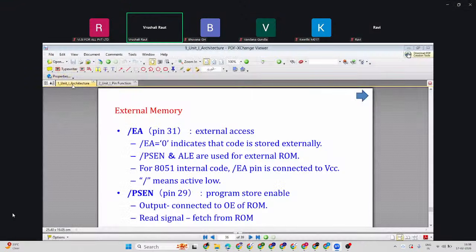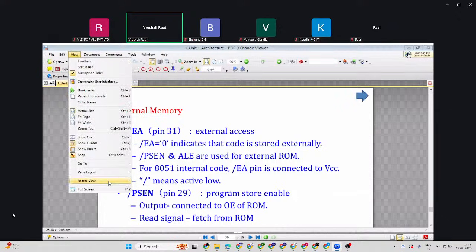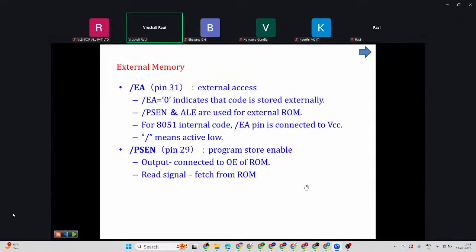Okay, so here we are, and I'll put it on full screen. I was talking about external memory interfacing, and what I told is that we have 3 important pins: one is EA bar, the other is PSEN bar, and ALE. We have to take care of these 3 pins while connecting to the external ROM memory.